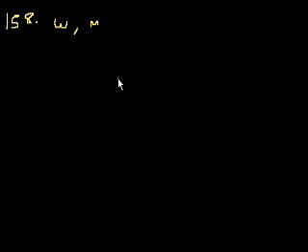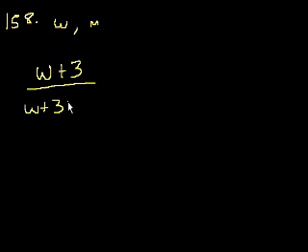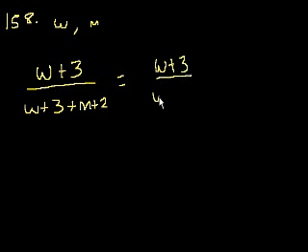Okay, so the probability of a woman being selected is essentially the fraction of the population that are women. So how many women are there? There's going to be W plus 3 women. And what's the total population? Well, there's W plus 3 women, and then there's M plus 2 men. So this is the probability we select a woman, and then we can just simplify this a little bit. That equals W plus 3 over W plus M plus 5. And that is choice E.